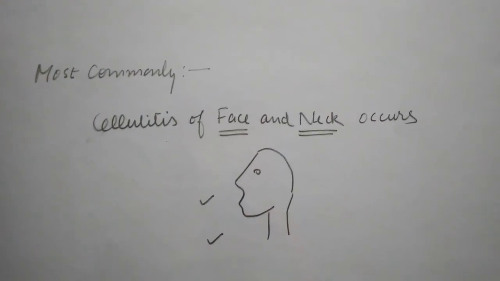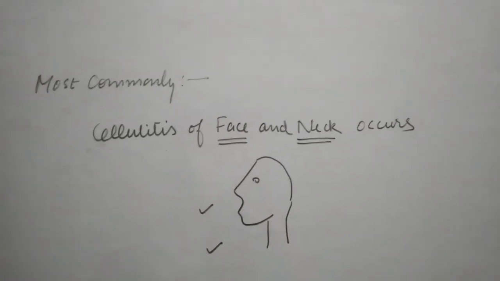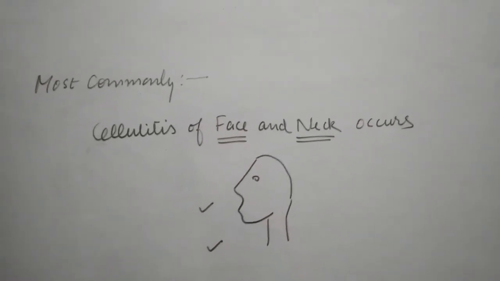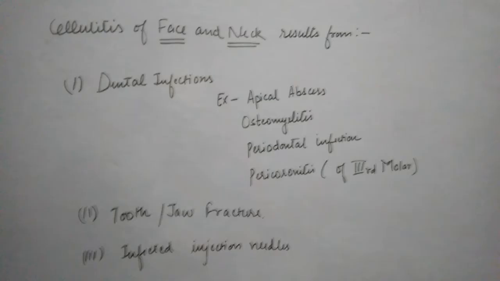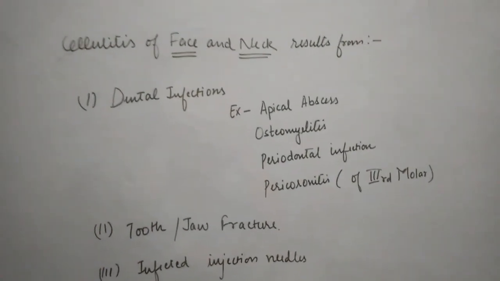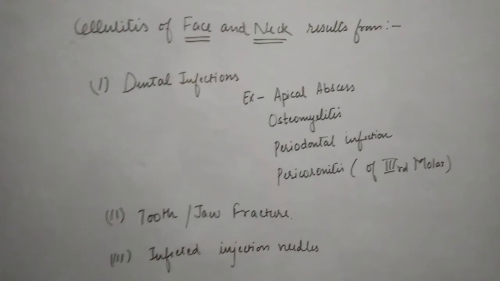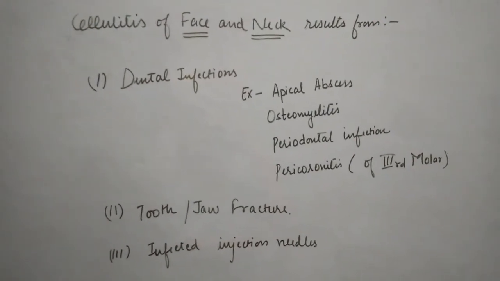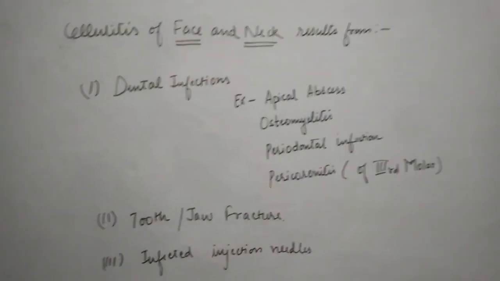Now we are going to discuss which areas are most commonly affected by cellulitis. So face and neck are the most commonly affected areas by cellulitis. Now there are many causes of cellulitis of face and neck through which it occurs. The very first, very important cause, is dental infections. There are so many dental infections through which cellulitis of face and neck occurs.